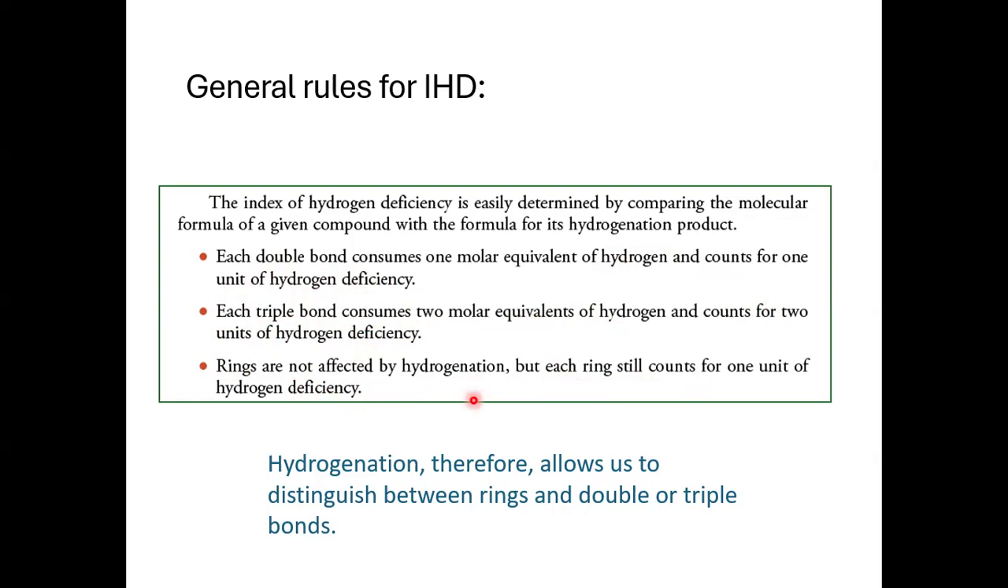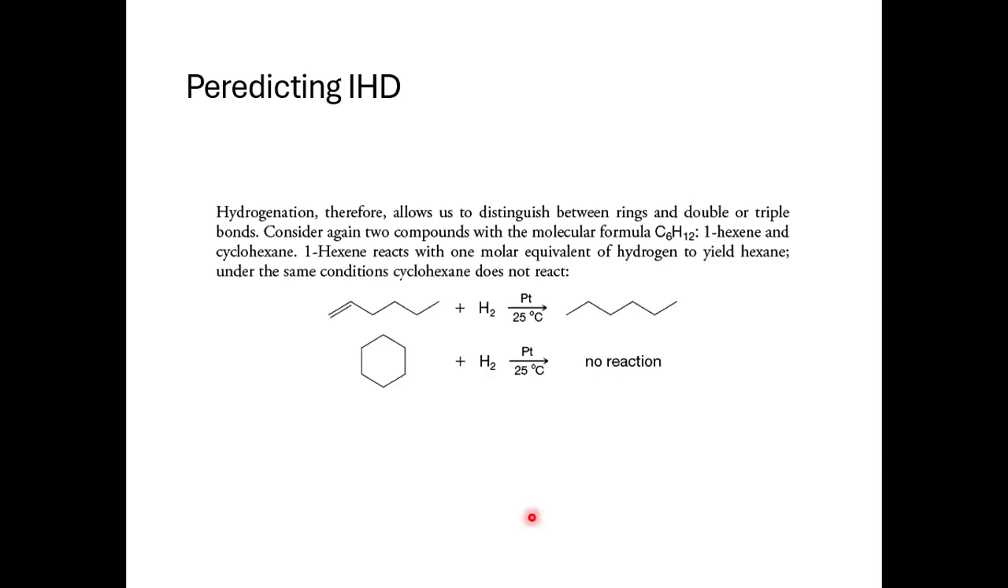Therefore, you can see in the previous reaction that hydrogenation allows us to distinguish between rings and double or triple bonds, depending on the hydrogen deficiency. So let's have an example. As we've learned that hydrogenation allows us to distinguish between rings and double bonds, consider the reaction of 1-hexene to produce our alkane here.